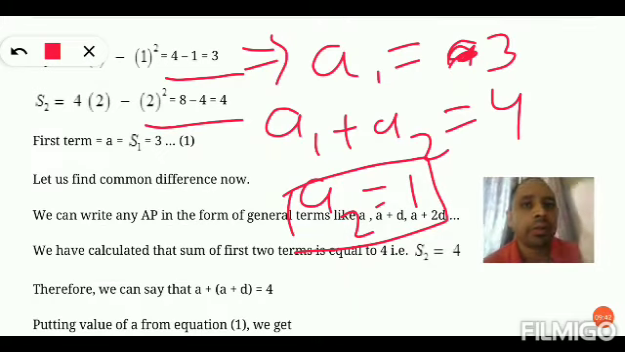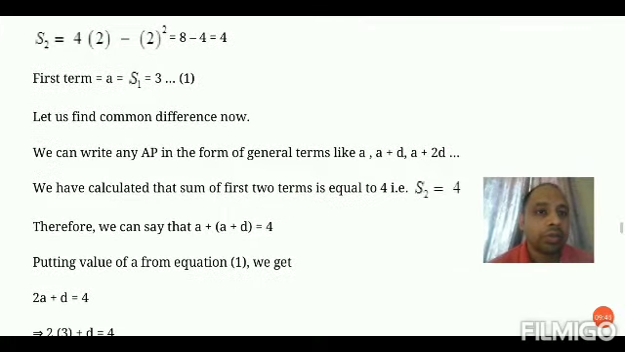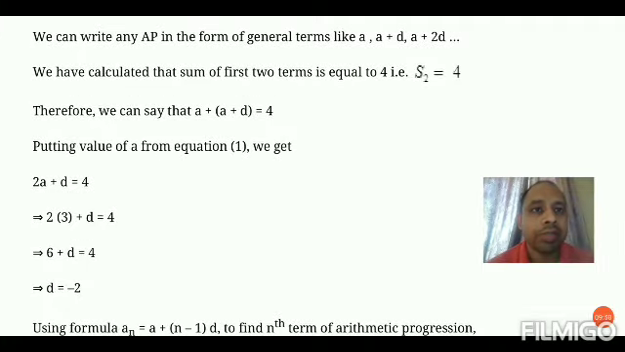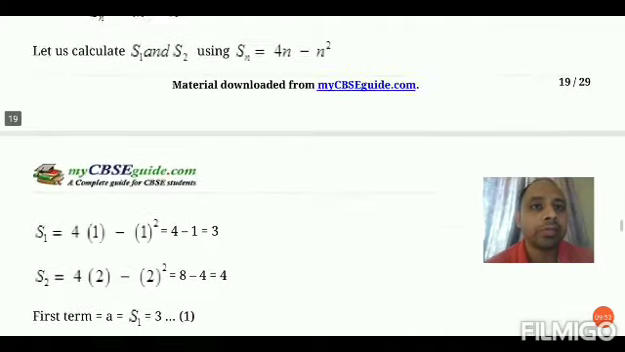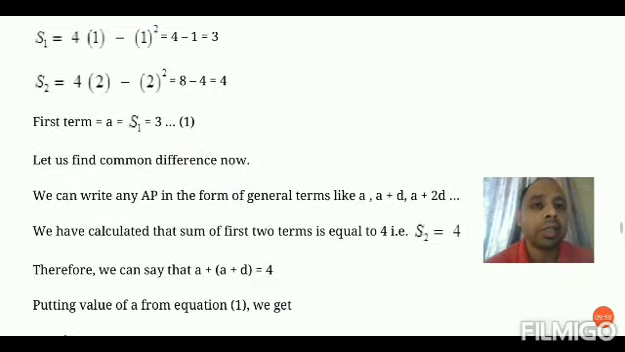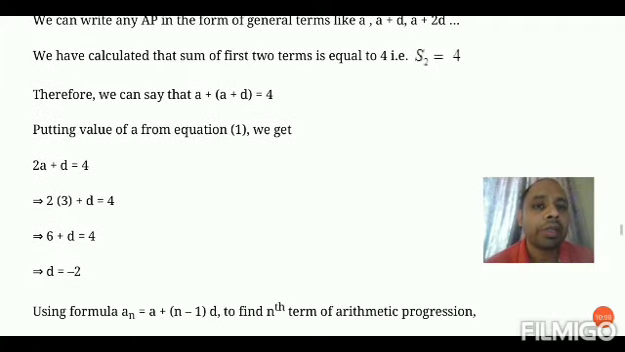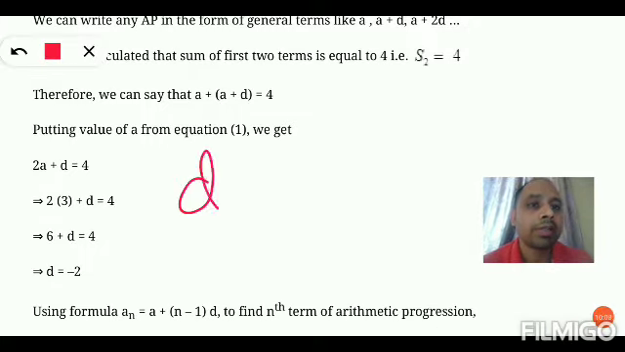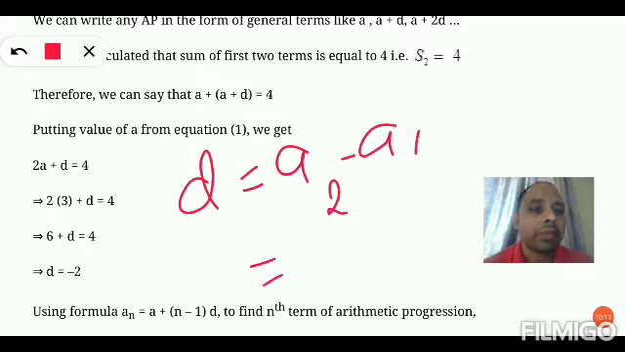Okay. Now we have to find which terms? a1, a2, the third term a3 and a10. For now we have a1 and a2, so that we are able to find the value of d. Therefore we can write d as a2 minus a1. a2 is 1 and a1 is 3. Therefore d is minus 2.